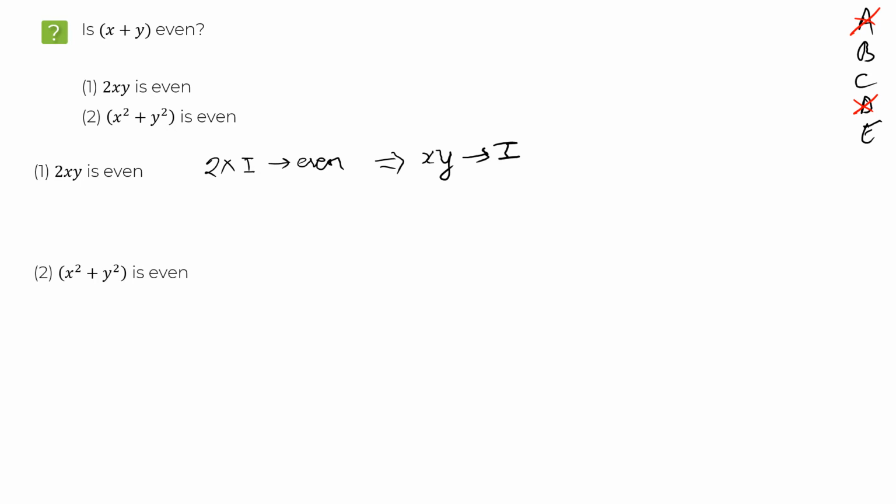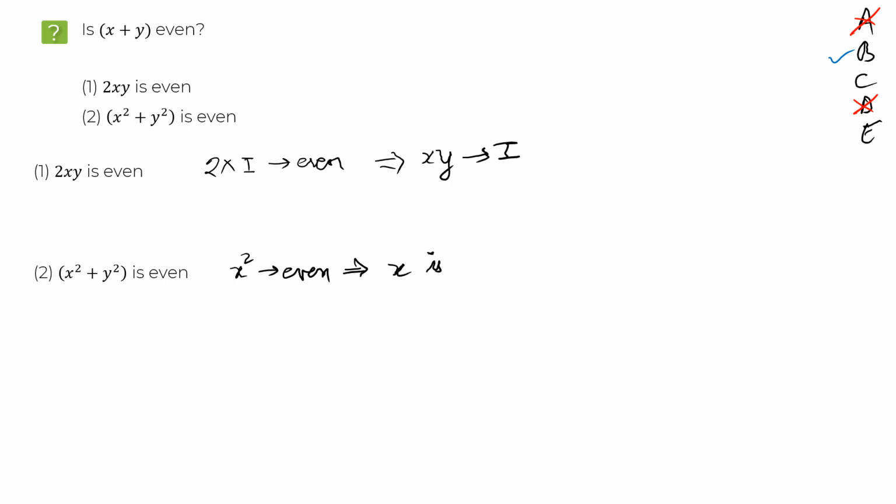What does statement 2 say? x square plus y square is even. Now, a lot of you marked B as the correct answer, because you thought this statement is sufficient to answer the question. The mistake that most of you made was assuming that x is an integer, and since you assumed x is an integer, you thought that if x square is even, it implies that x is also even.